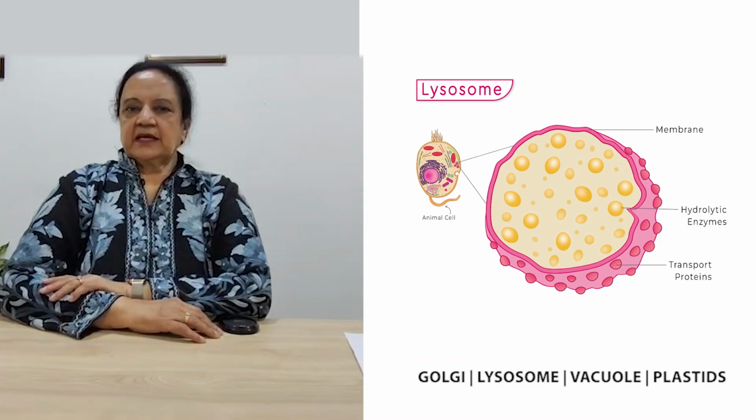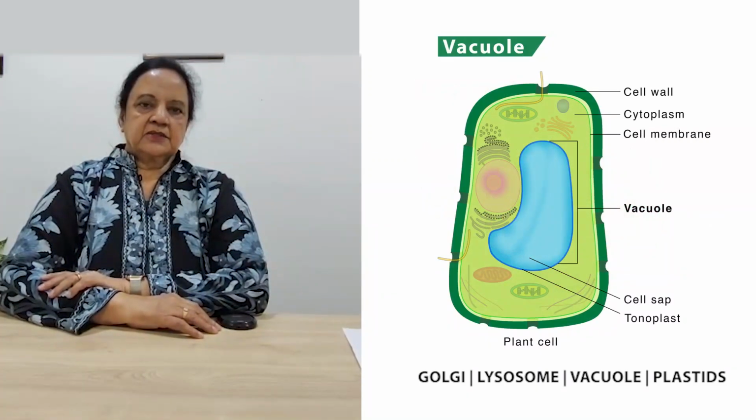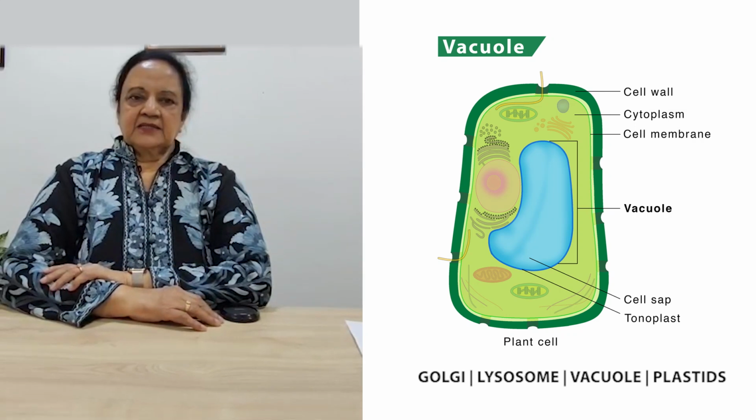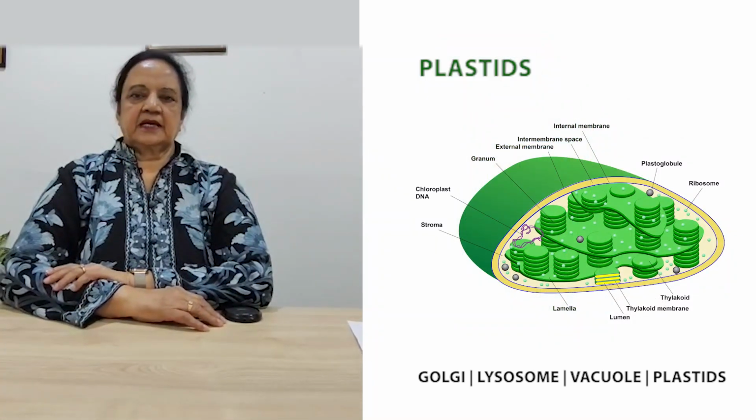Lysosomes are called suicide bags because they digest waste. Vacuoles store food and water. Plastids in plant cells help in photosynthesis and storage.